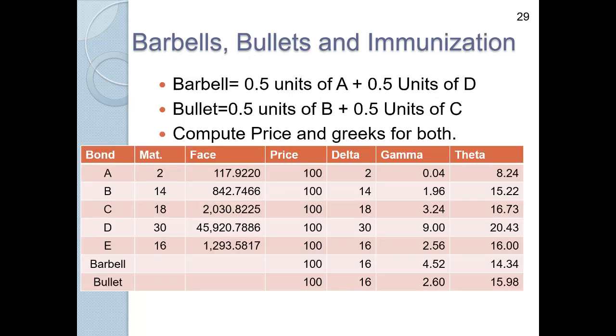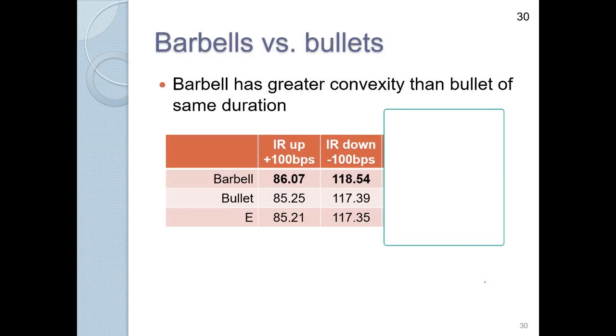Now, what you're going to find is that you need to immunize your portfolio. The barbell is going to have 0.5 units of A and 0.5 units of D, and the bullet is going to have 0.5 units of B and 0.5 units of C. These are E, the barbell, and the bullet. So you achieve the delta immunization. You see that the three portfolios have exactly the same delta, so they're delta immunized. Now, you see that the portfolios have different gamma. The barbell has a much larger gamma, but a much lower theta.